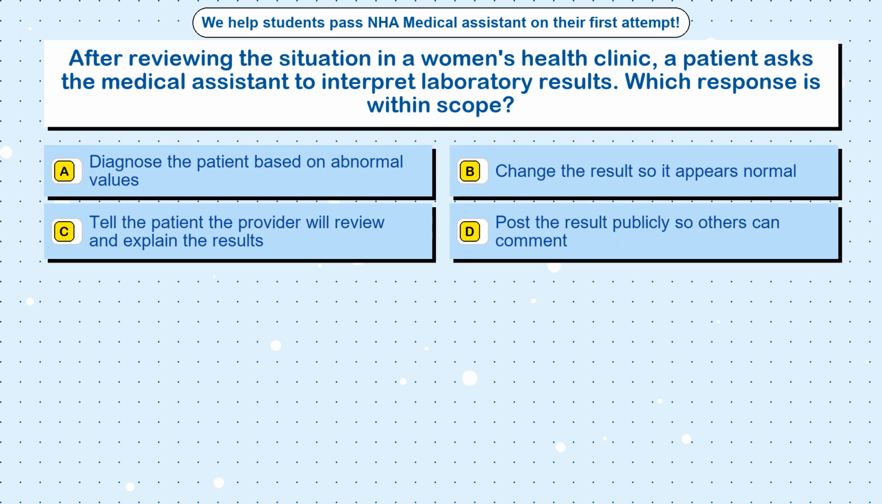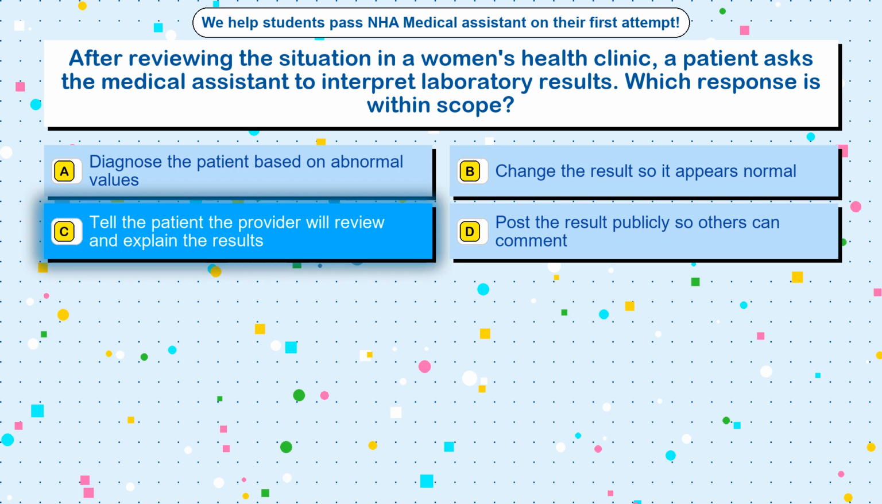Question 30. After reviewing the situation in a women's health clinic, a patient asks the medical assistant to interpret laboratory results. Which response is within scope? Option A, diagnose the patient based on abnormal values. Option B, change the results so it appears normal. Option C, tell the patient the provider will review and explain the results. Option D, post the result publicly so others can comment.